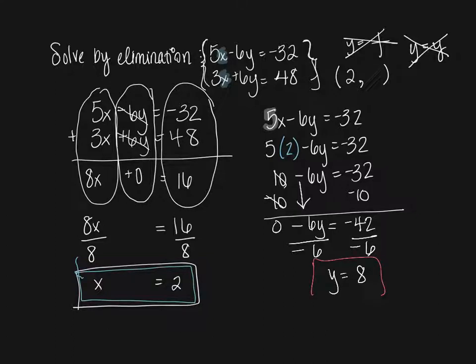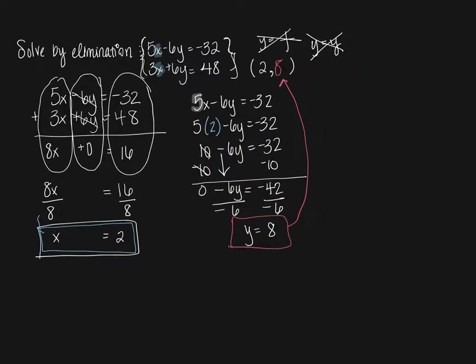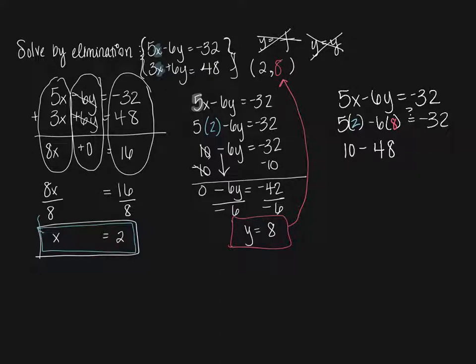I can plug this right in here. Now to check this, put it in either equation. Let's just take our top one because it's easy. 5x minus 6y equals negative 32. Let's plug 2 and 8 into this equation and see if that equals negative 32. If it does, our solution works out. So let's do 5 times 2 minus 6 times 8, and I get 10 minus 48. Uh-oh, I have an issue.